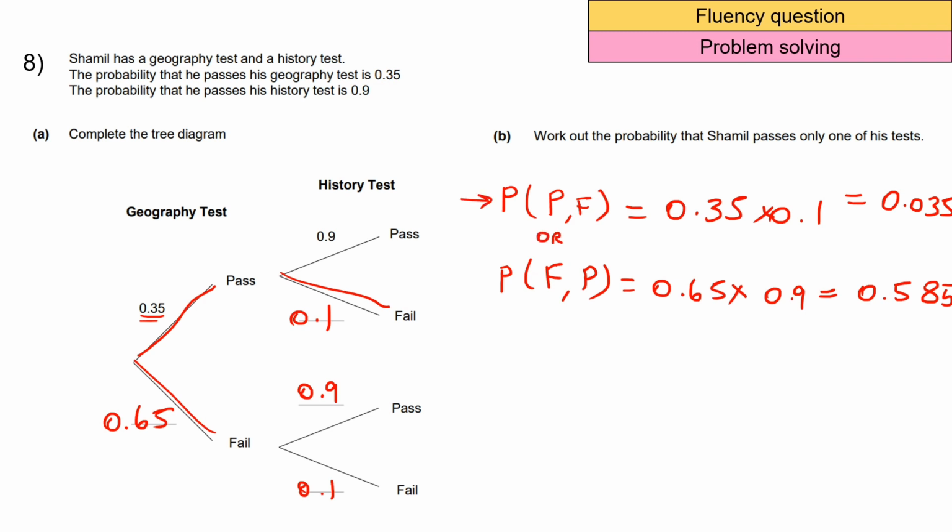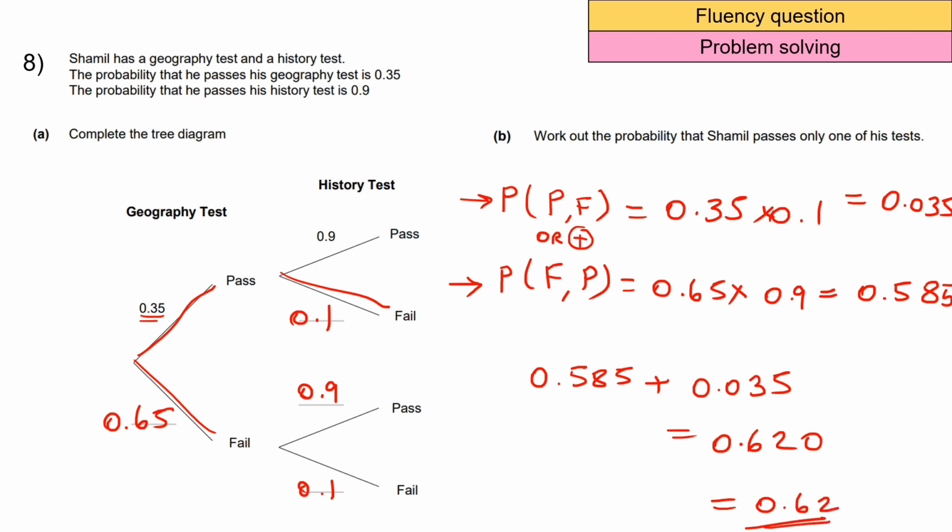And then I know that the possibility could be this or this. Or means add, so we're going to be adding 0.585 and 0.035, which is going to give us 0.620, which could be written down as 0.62. Okay, and that's your final answer.